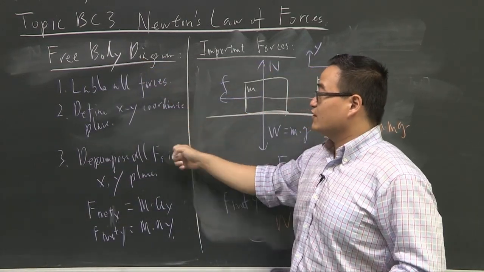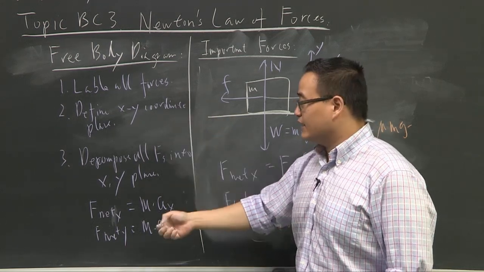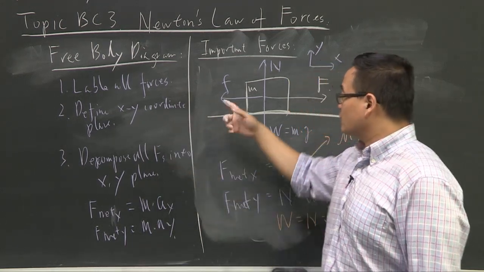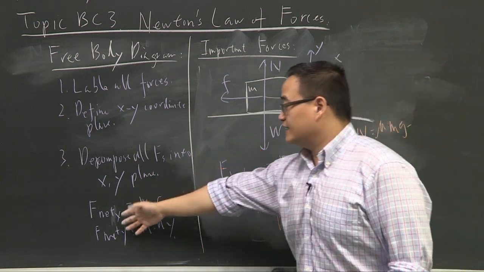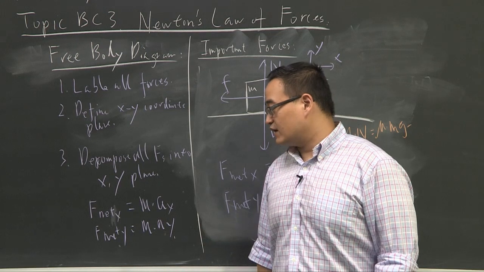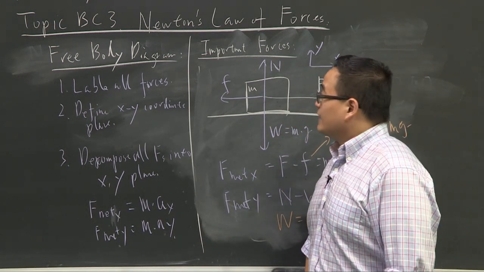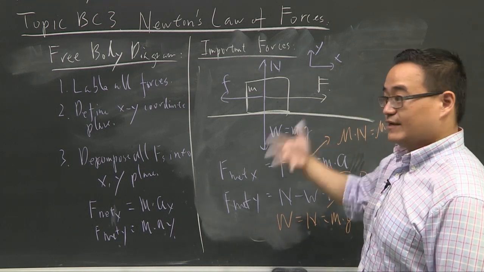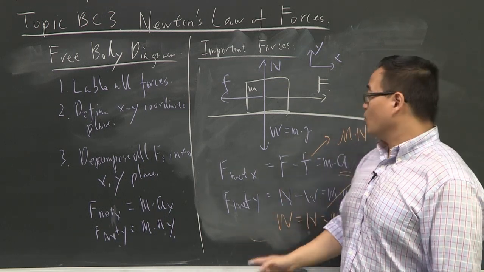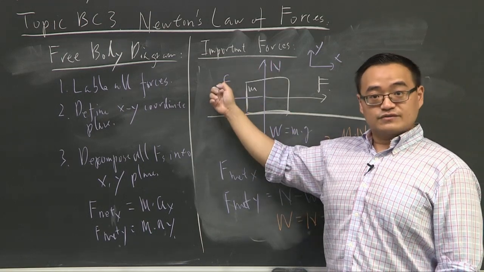How do you solve every single problem with a free body diagram? Label all the forces, define your xy plane, decompose all the forces into the xy plane, which in these cases already are, and then do your force net of x, force net of y, and tabulate them. In a lot of cases, force net of y, the ay, is going to be equal to 0. And last, the three fundamental forces you're always going to be dealing with: number one, your weight; number two, your normal force; number three, your friction. Okay?